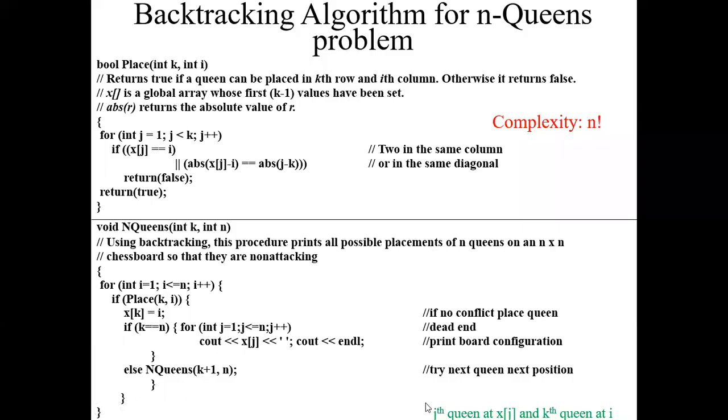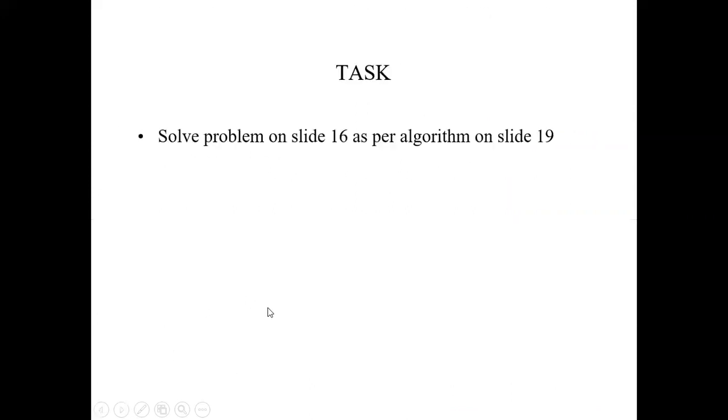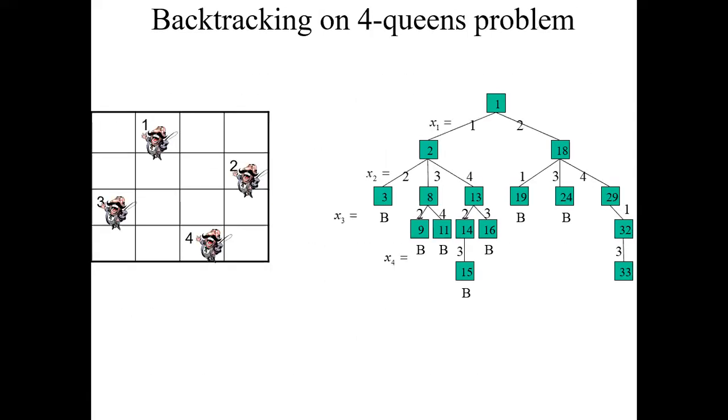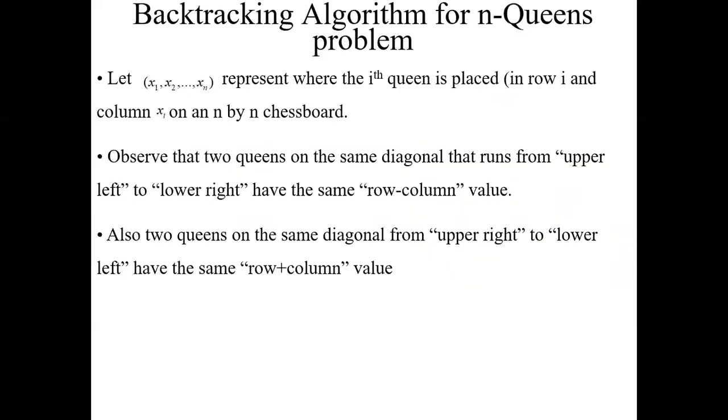So for understanding, I have mentioned this over here as jth queen is at xj location and kth queen is at ith location. So here you were trying to understand that x of k is equal to i. So that problem that we have seen here is manually being solved. You people will write steps as per the algorithm and complete this problem as the assignment for this particular portion. Okay.